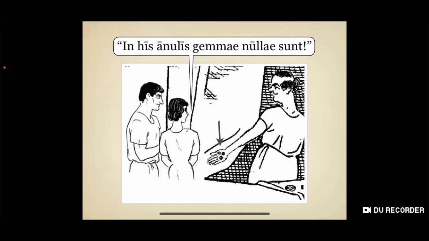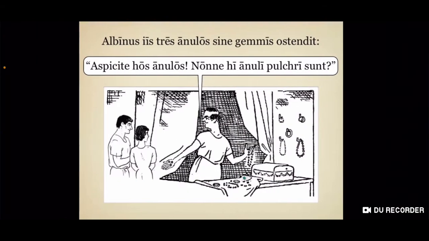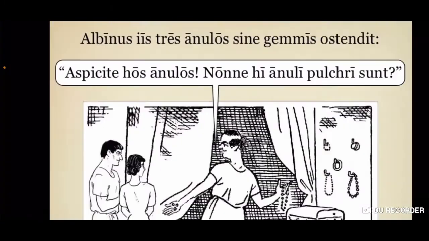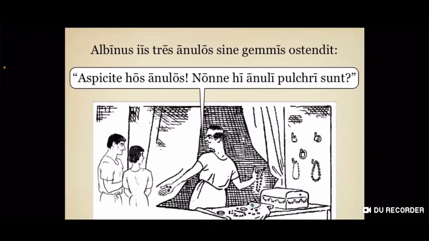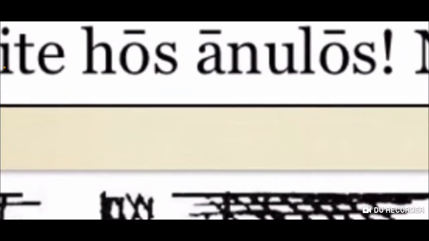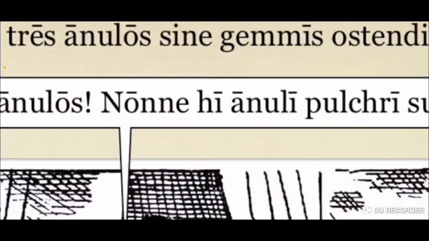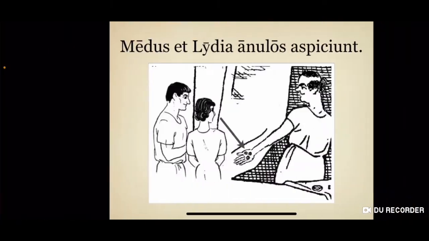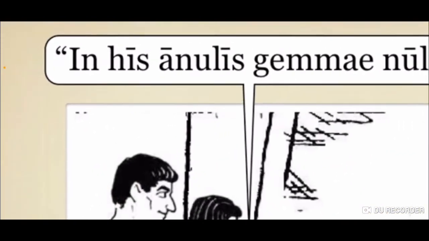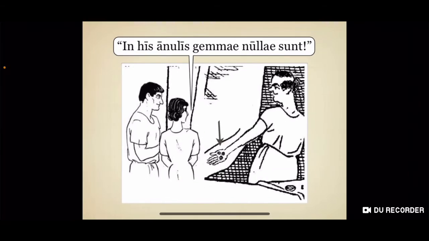In his anulis gemmae nullae sunt. We don't get many versions of this and these. But a good thing about those words is they show up in front of the word that they are talking about. This ring, these rings.